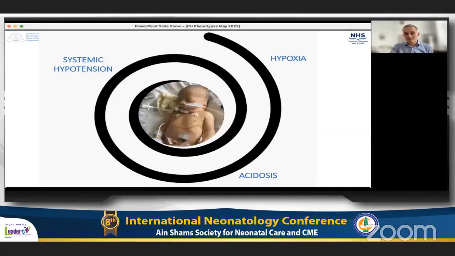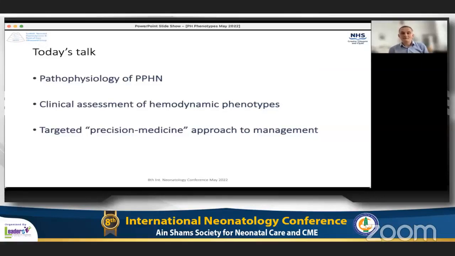for these patients. And what I'd like to talk about today is, first of all, the pathophysiology of this clinical condition that we call PPHN, but which actually has a number of different and varied mechanisms. I'd like to then talk about our approach to the clinical assessment of these patients and the systematic way in which we can try and identify their underlying hemodynamic phenotype, and then use that to discuss a more targeted precision medicine approach to management, including the appropriate use of pulmonary vasodilators, inotropes, and vasopressors in these patients.